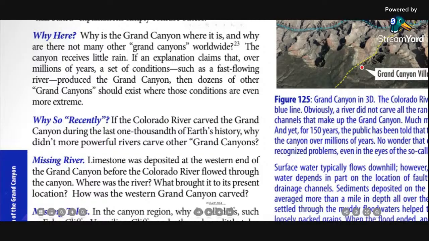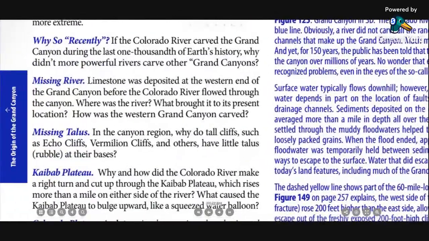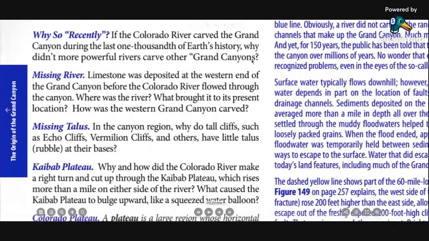The canyon receives little rain. If an explanation claims that over millions of years, a set of conditions such as a fast-flowing river produced the Grand Canyon, then dozens of other Grand Canyons should exist where those conditions are even more extreme. Why so recently? If the Colorado River carved Grand Canyon during the last 1,000th of Earth's history, why didn't more powerful rivers carve other Grand Canyons?